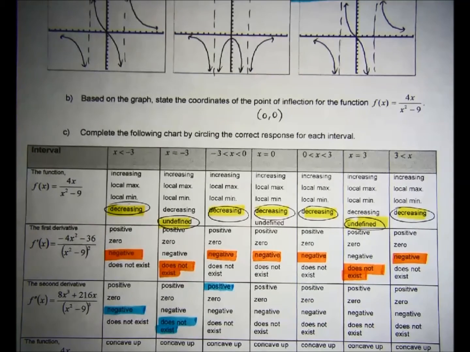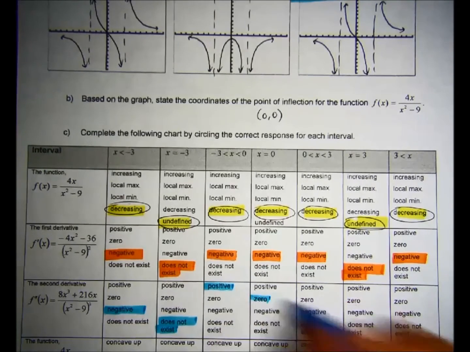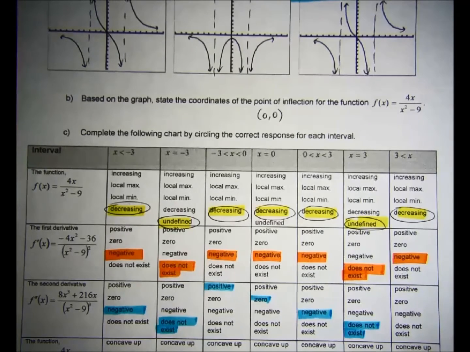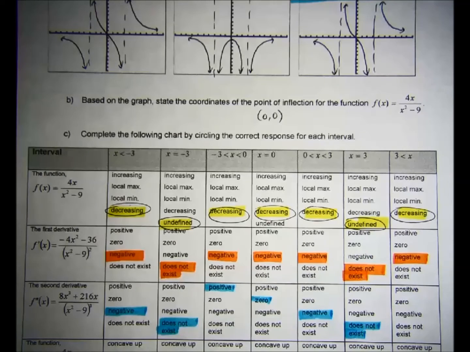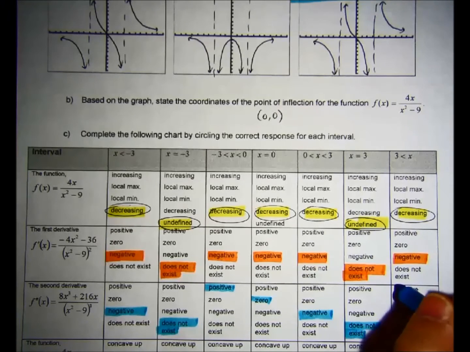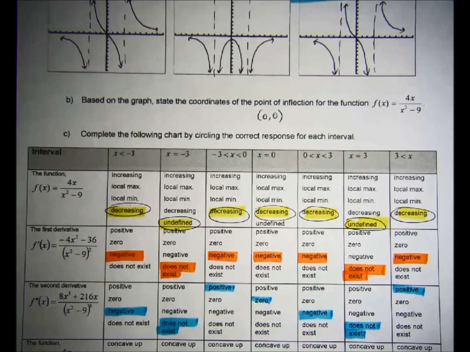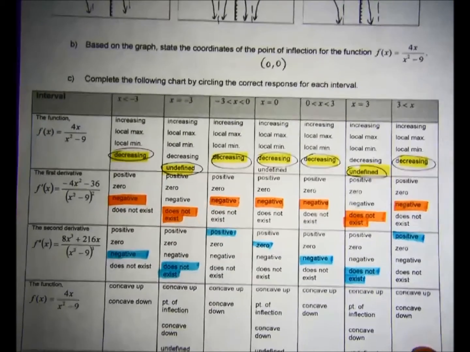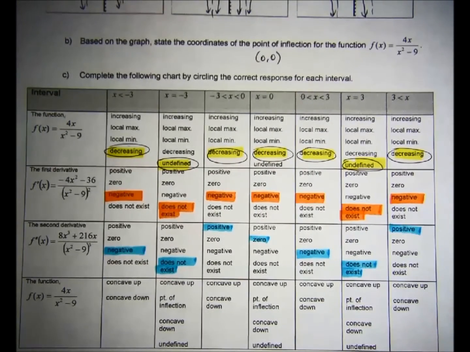At x equals 0, the second derivative is 0. And when x is between 0 and 3, the second derivative is negative. And then at x equals 3, the derivative does not exist because of the vertical asymptote. And then when x is greater than 3, the second derivative is back to positive. And then based on the second derivative, we can conclude that the overall function is concave down when x is less than -3.